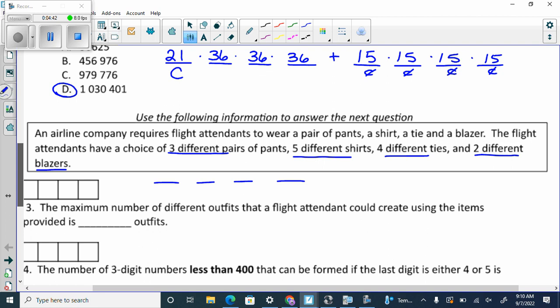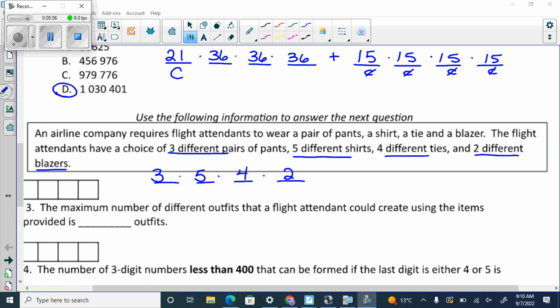How many are we choosing of each? How many pants do we have to wear at one time? Just one. One of each, right? So that's why we can go to the blanks. So what do we put in the first blank? Because we're picking one of each, I can do the blanks.